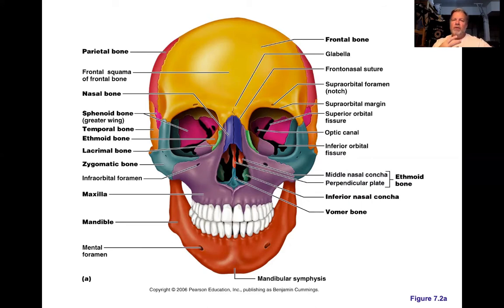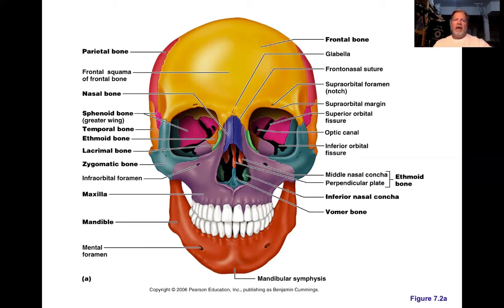And then your facial bones provide the framework for your face. They also house your sense organs, your eyes, your nose, mouth, and your teeth. They provide openings for air and food. And then, of course, they anchor the facial muscles for expressions.